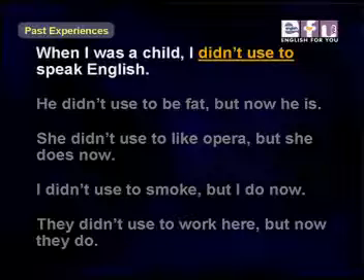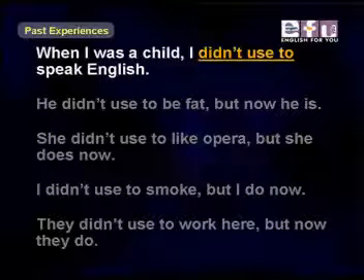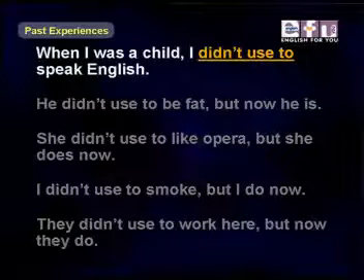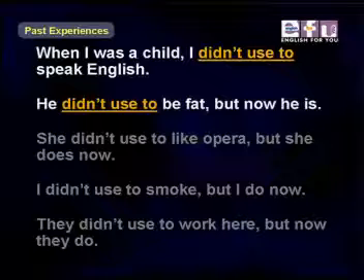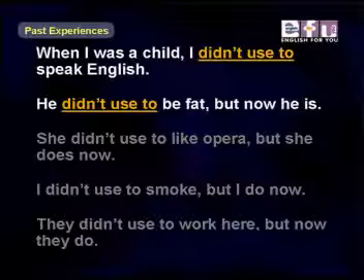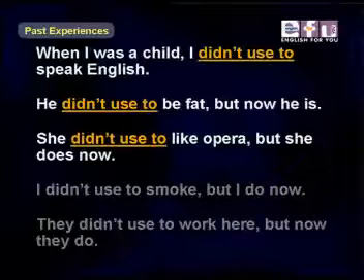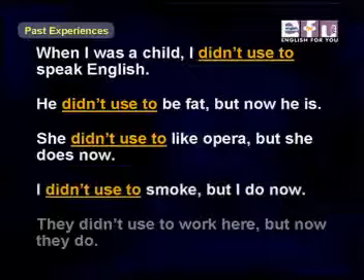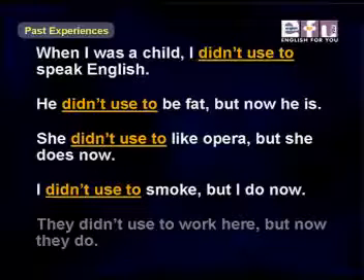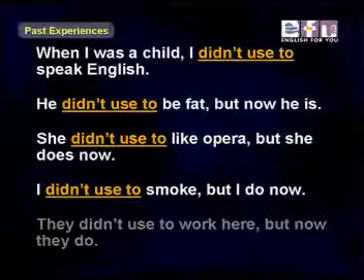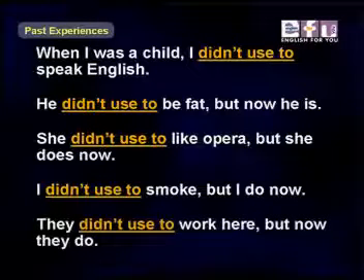When I was a child, I didn't used to speak English. He didn't used to be fat, but now he is. She didn't used to like opera, but she does now. I didn't used to smoke, but I do now. They didn't used to work here, but now they do.